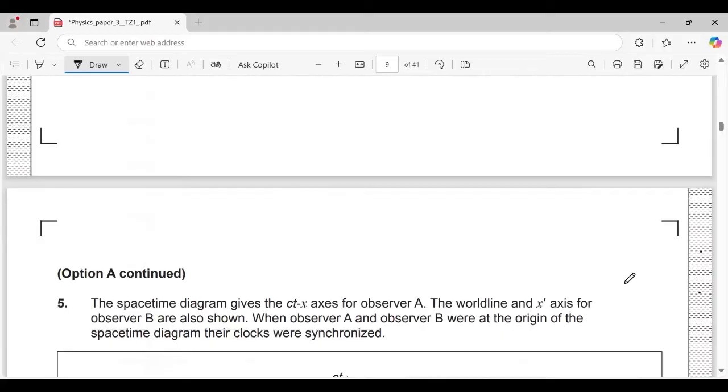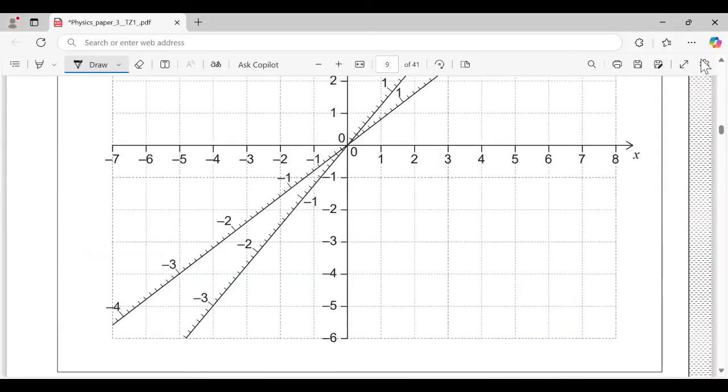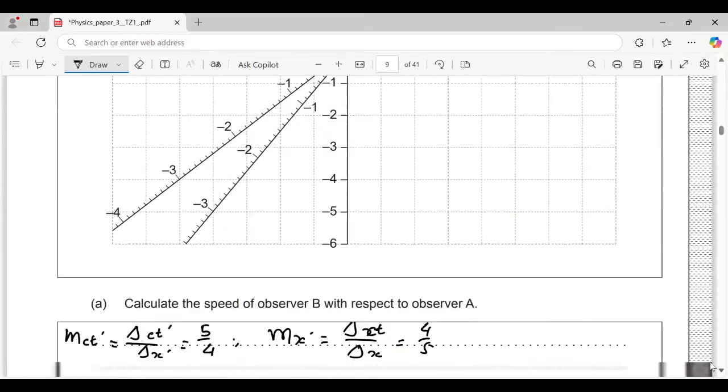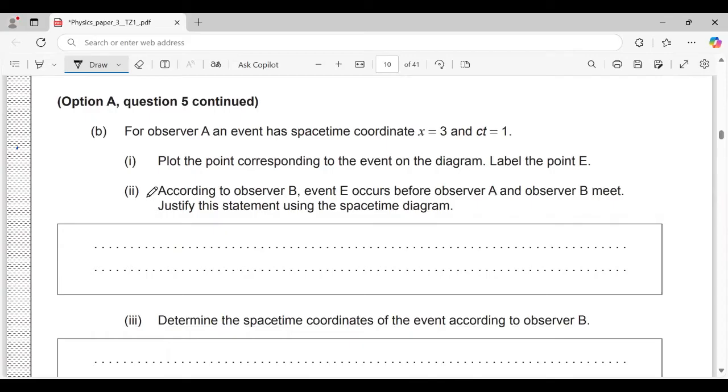3, wait, okay, this one, 3. This is the coordinate point E. And what else? According to observer B, if an E occurs before observer A and observer B meet, justify this statement using the space-time diagram. Right. So we need to find CT.